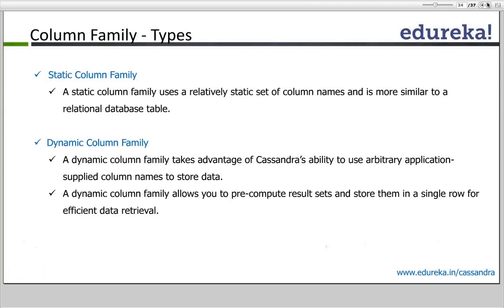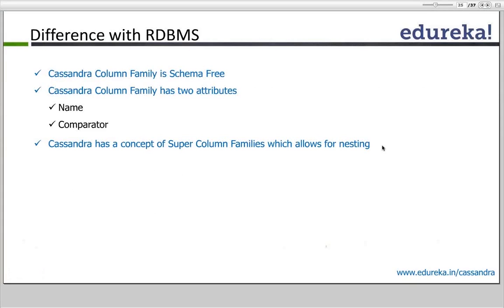As I said, a Cassandra column family is schema free, because you can arbitrarily add and remove columns as and when you need, depending upon your application. It has two attributes, name and comparator. The column family has its own name, and what's a comparator? We'll come to that. It also has a concept of super column families. We'll talk about what a super column family is.